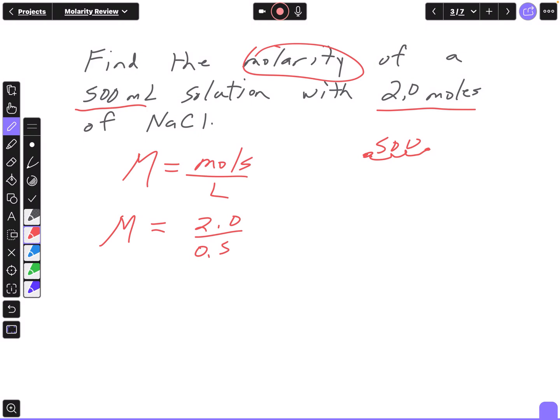Alright, and then when I do that math, when I take 2.0 divided by 0.5, that should be 4.0. And my units for molarity is a capital M. I want to include those units. That means it's 4.0 moles per liter of solution. That's the concentration. It would have 4 moles of salt in 1 liter of solution. And now, of course, if I want grams, I would have to take 4.0 multiplied by the molar mass of NaCl to figure out the grams if I was actually going to make this solution in the lab and weigh it out in grams.